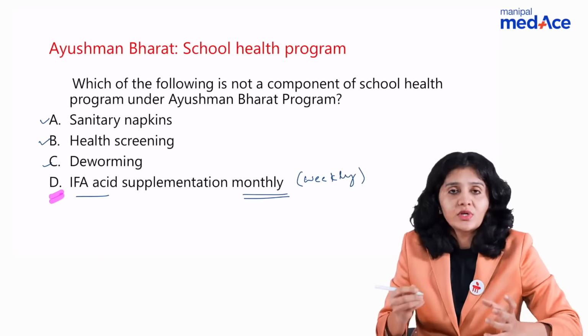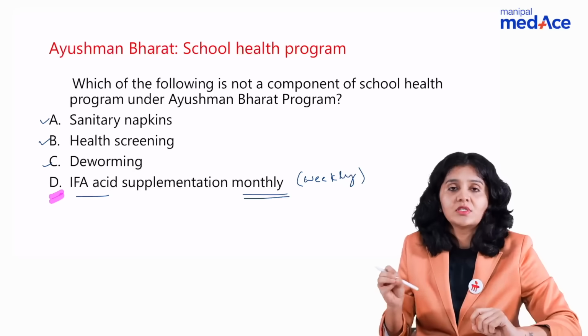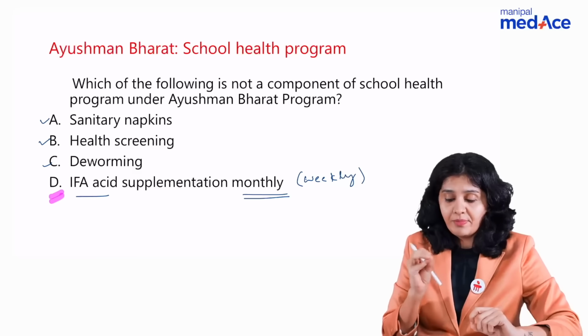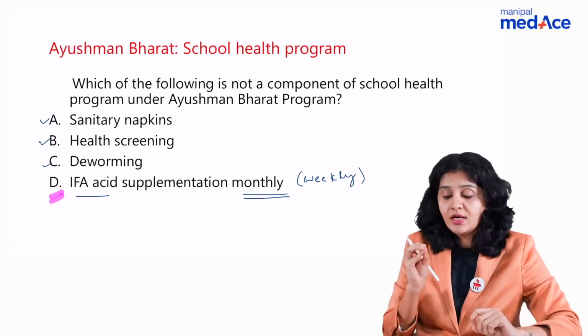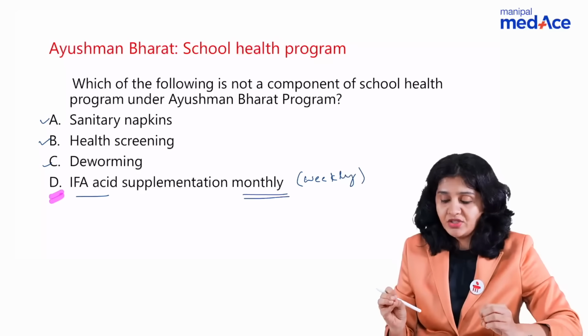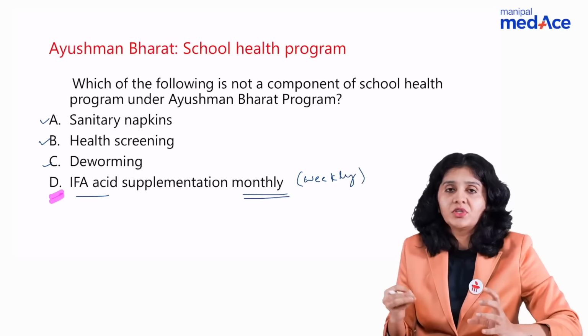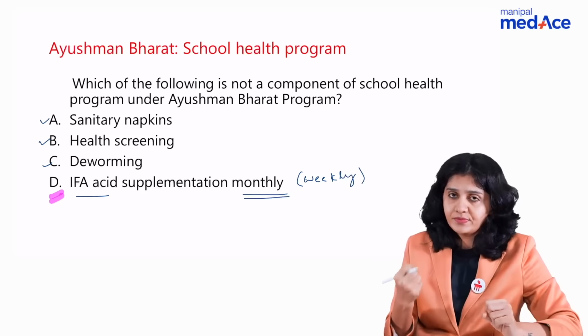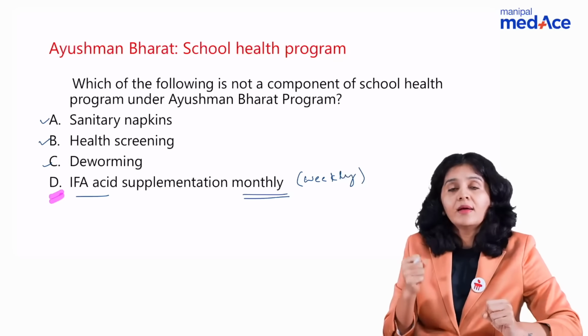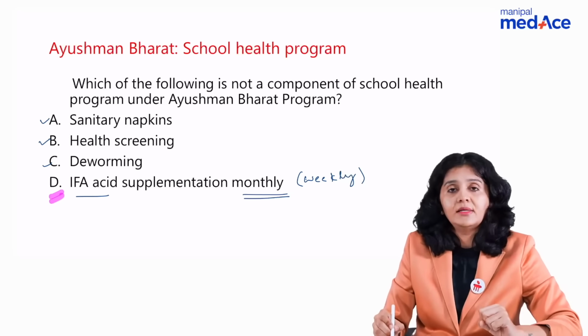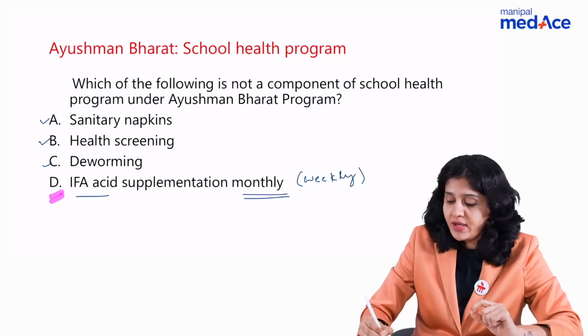Okay, some of the students have messaged me and asked, ma'am, all the options are correct because napkins are also given, screening is also done, deworming is also done, and IFA supplementation is also done. So if we mark any option, will we get the marks? So it's no, because they've asked monthly. So that is wrong. It is weekly. So if you remember, it is WIFS, right? Weekly iron folic acid supplementation.